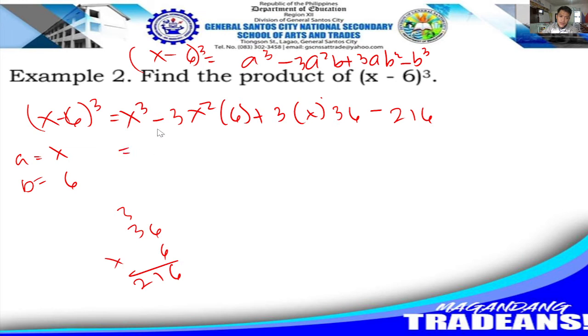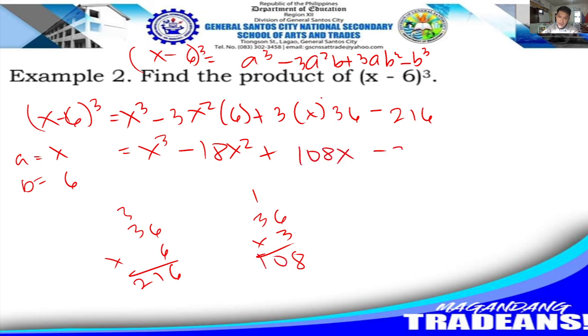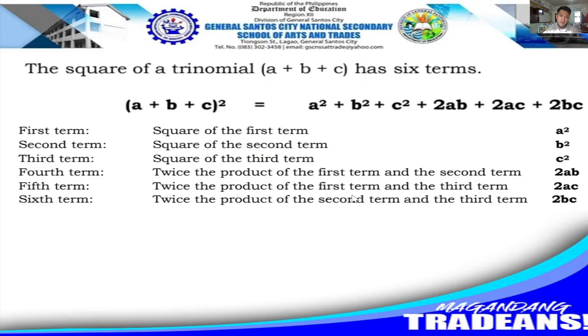Next, let's simplify it further. X cubed minus 3 times 6, that is 18x squared, plus 3 times 36, that is 108x, minus 216. And this is now the final answer for getting the difference of the cube of a binomial. Okay, that is now the example number 2. Please copy to make your portfolio for this module number 5. Okay, let's pause muna, then let's proceed to the next one.